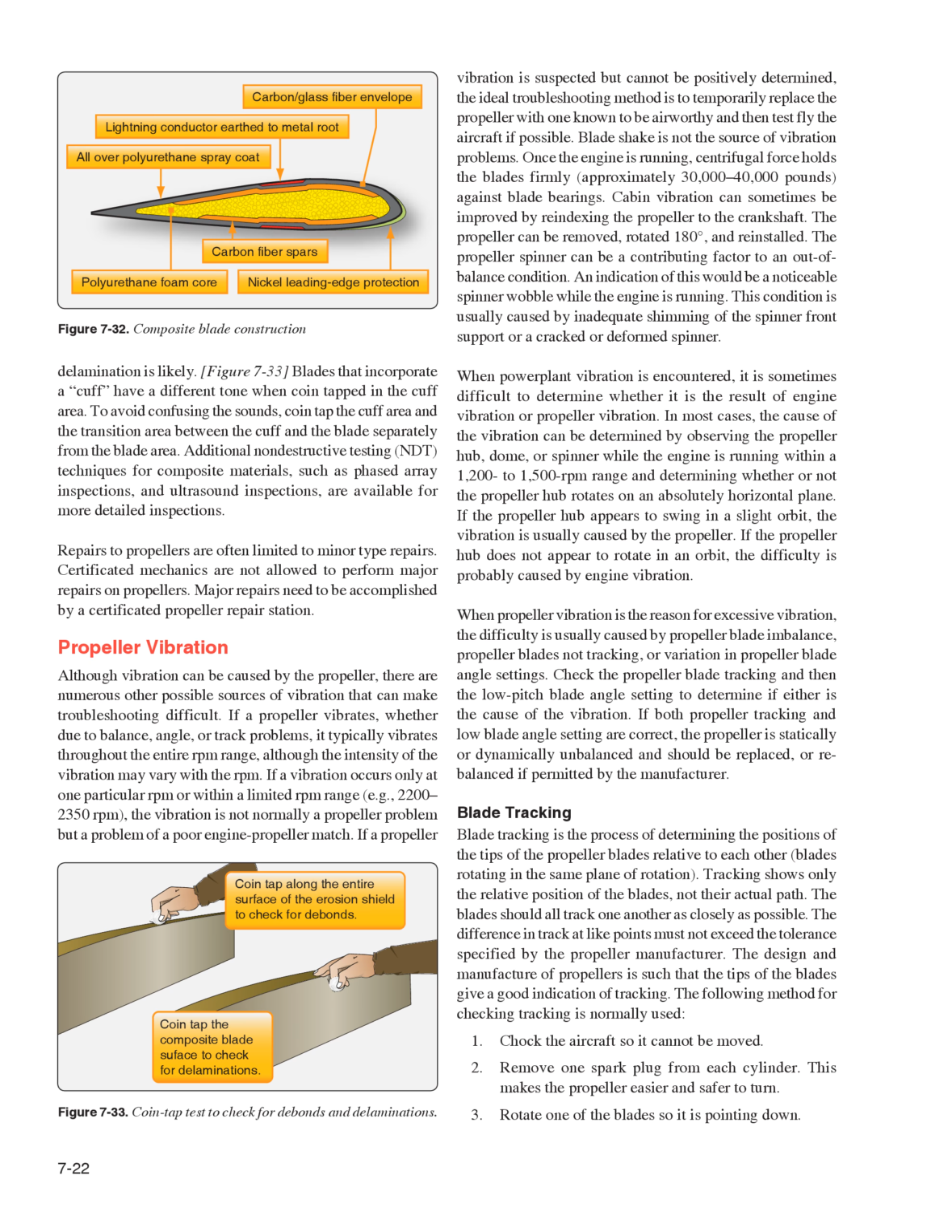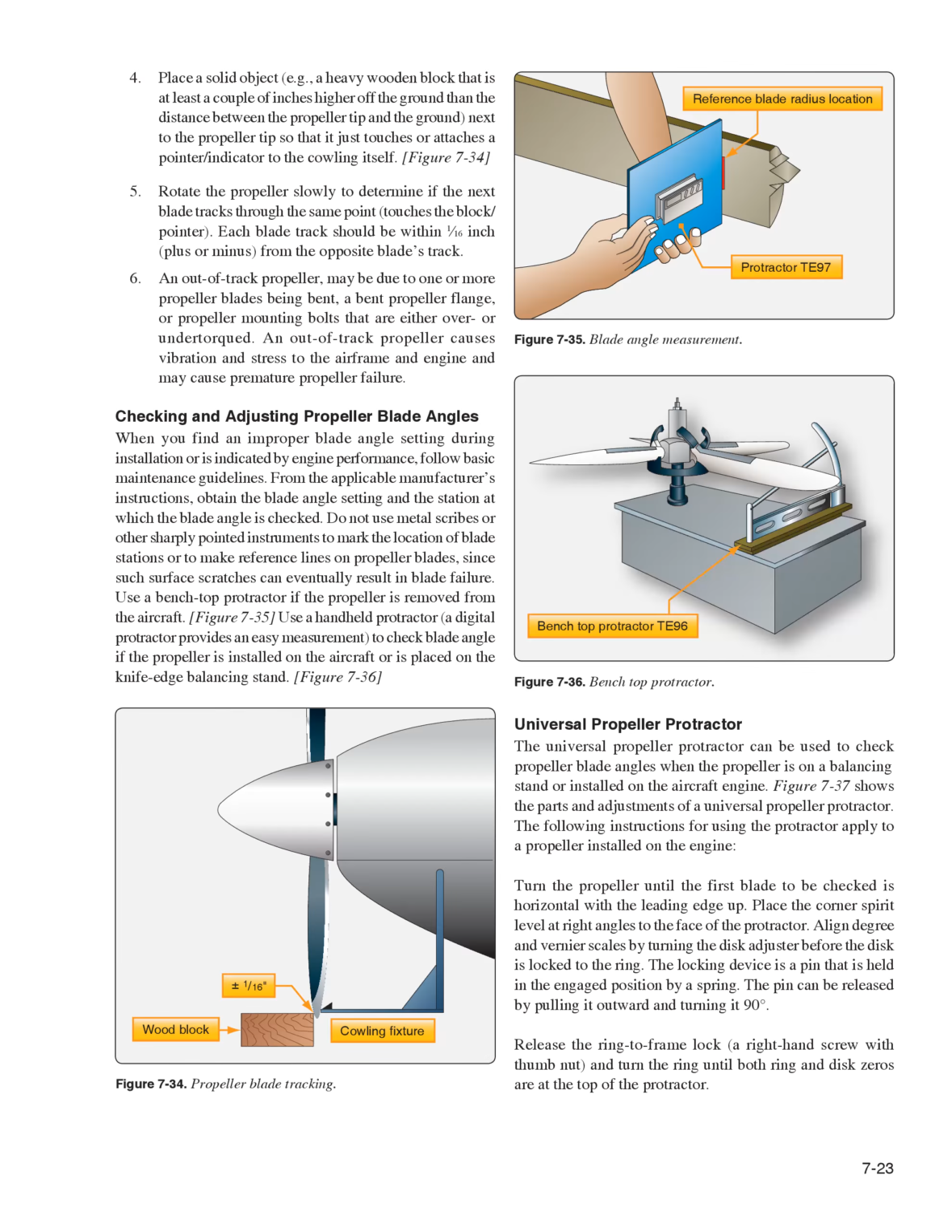1. Chock the aircraft so it cannot be moved. 2. Remove one spark plug from each cylinder. This makes the propeller easier and safer to turn. 3. Rotate one of the blades so it is pointing down. 4. Place a solid object, for example, a heavy wooden block that is at least a couple of inches higher off the ground than the distance between the propeller tip and the ground, next to the propeller tip so that it just touches, or attach a pointer/indicator to the cowling itself.